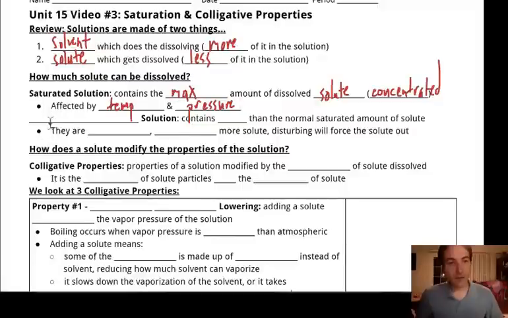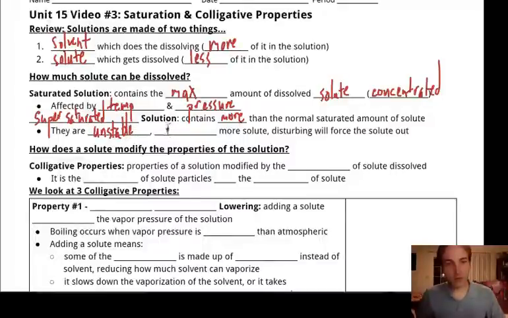Okay. Now it turns out that even though saturated sounds like it's the maximum amount of solute you can dissolve, there's actually a way you can get even more solute to dissolve. We call that type of solution a supersaturated solution. And it turns out that supersaturated solutions, as we said, contain more than the normal saturated amount of solute. But because they contain more than the normal amount, meaning more than the normal max, they are unstable. So they don't really like being supersaturated.